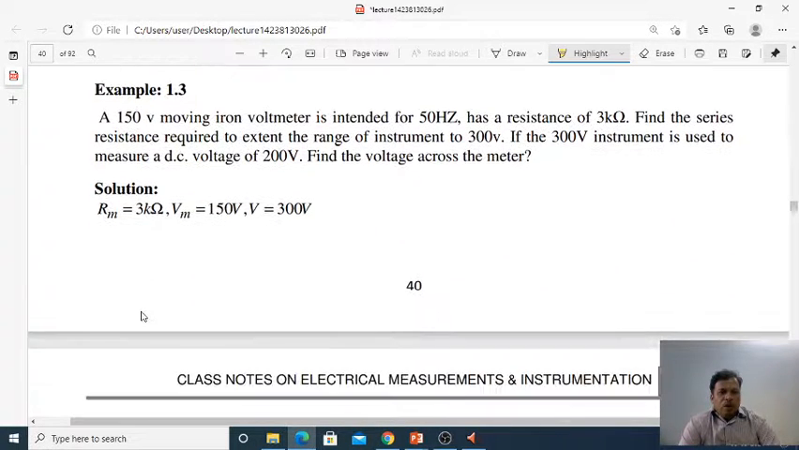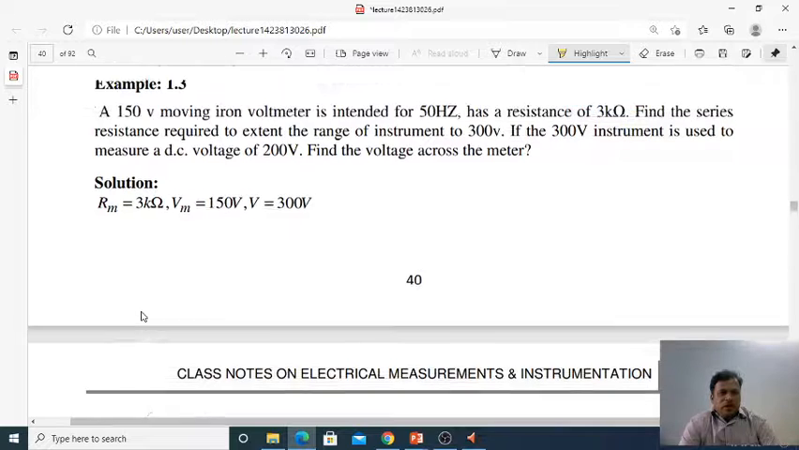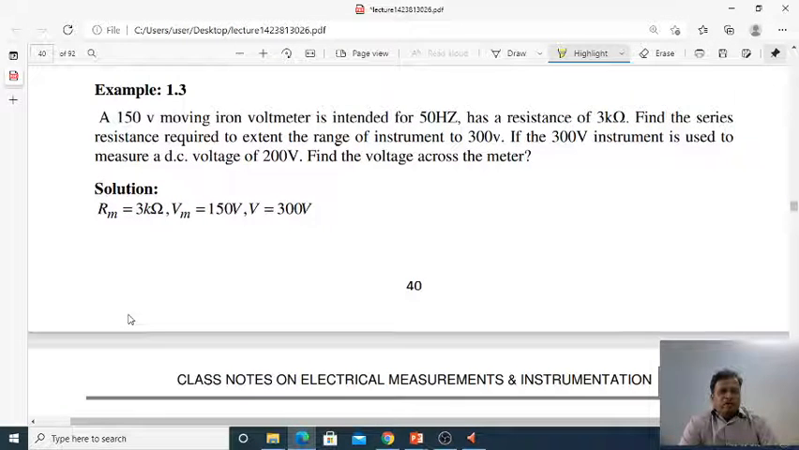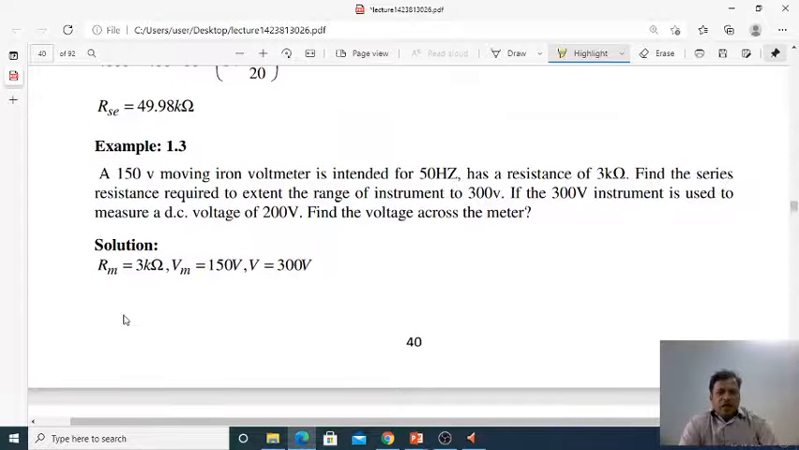Now we will see an example of this here. If the 150 volts moving iron voltmeter is intended for 50 Hz, has a resistance of 3 kilo ohms. Find the series resistance required to extend the range of instrument to 300 volts. If the 300 volts instrument is used to measure a DC voltage of 200 volts, find the voltage across the meter.